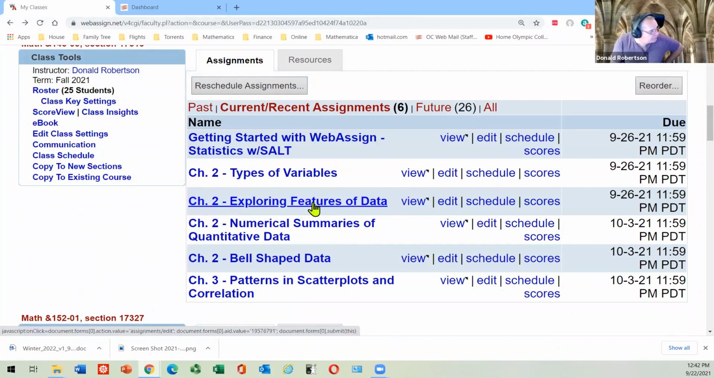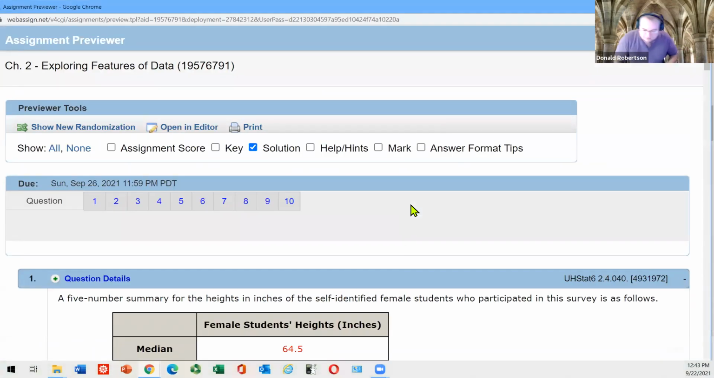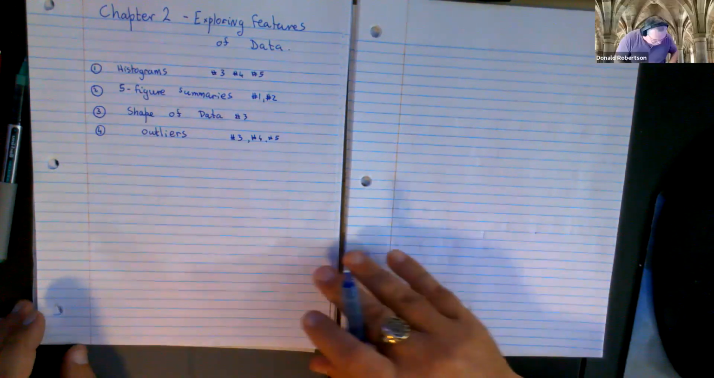Okay, let's move to our new section, our final section. And I can tell you a little bit about what it is, and then we'll start looking at some of the questions. We're going to look at histograms. We're going to return to some 5-figure summaries again. We're going to look at shapes of data, and we're going to look at things called outliers. I'm going to do the big picture right now.